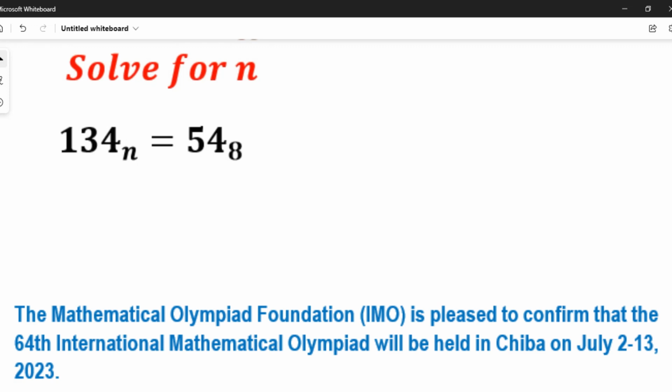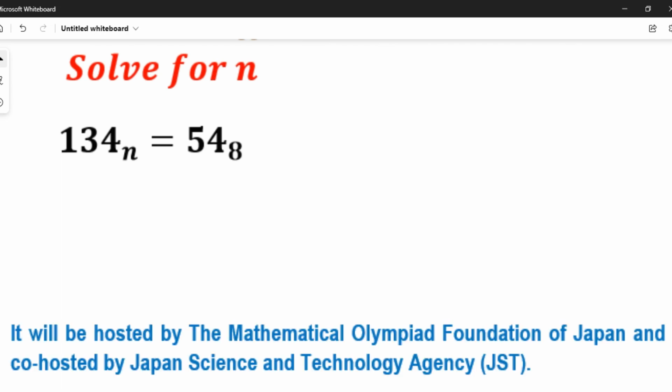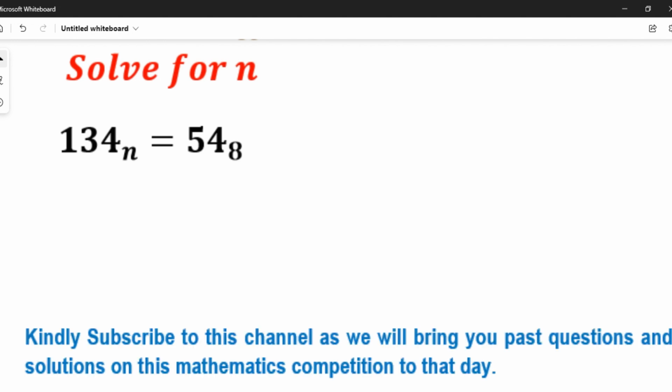Solve for n if 134 base n equals 54 base 8. This is a number base question, and we are going to find the value of n.